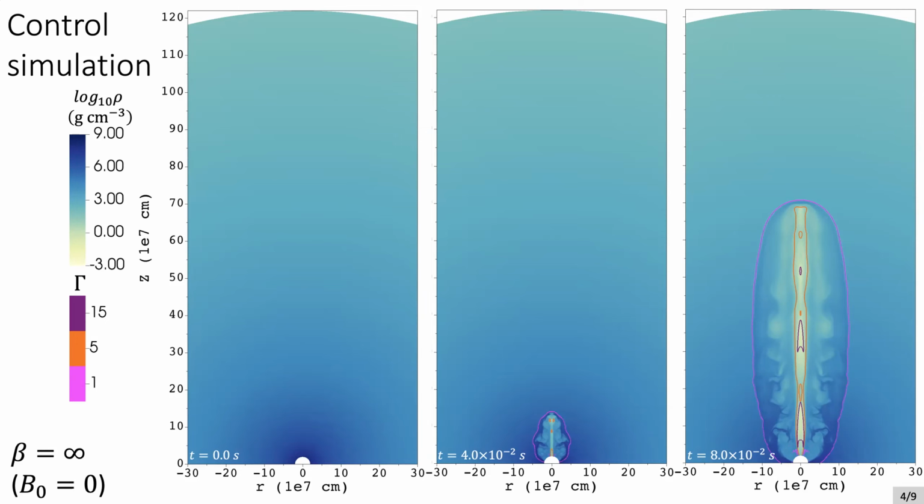As you can see here, we have the well-developed jet with this core with a Lorentz factor of 5, and we have these bubbles of Lorentz factor 15. So with that, we can now compare with the simulation with magnetic field, once we have this morphology of the jet in the control case. Remember that in this case, we don't have magnetic field.